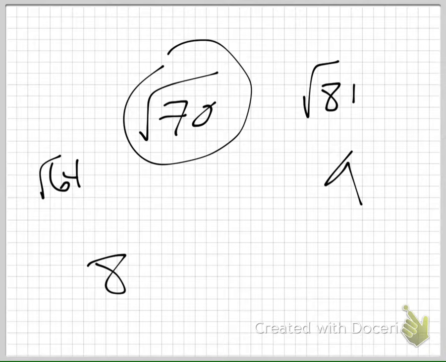Does that make sense? Okay, what about this? Negative the square root of 20. Be careful. Between what two whole numbers is that?